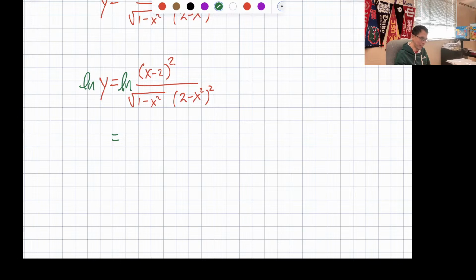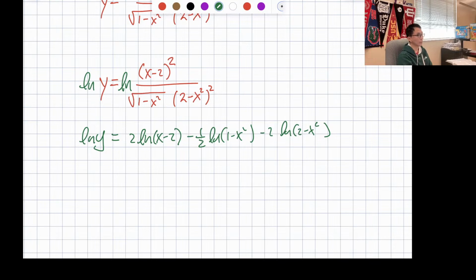If I expand it properly, you would have 2 ln of x minus 2 minus 1/2 ln of 1 minus x squared minus 2 ln of 2 minus x equals ln of y. Does that make sense or no?